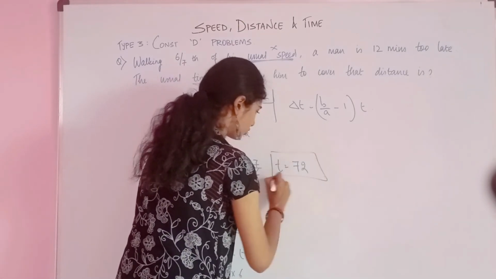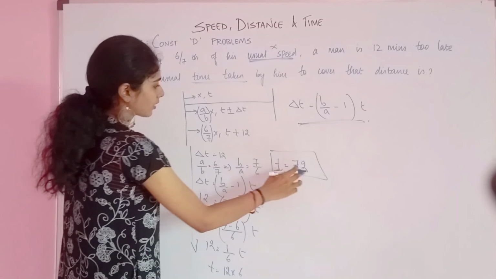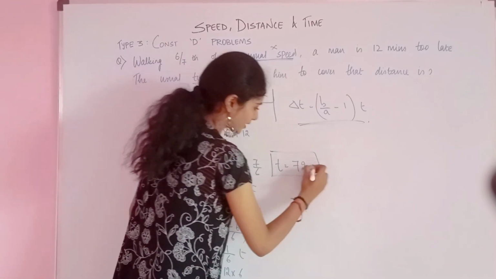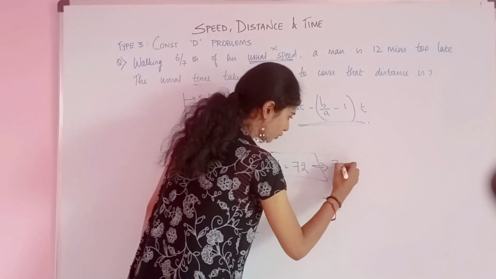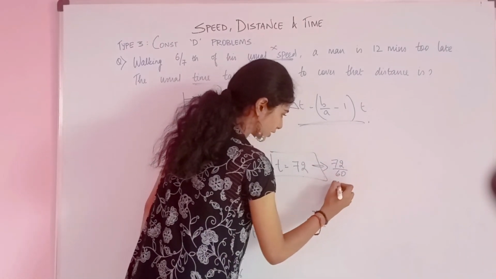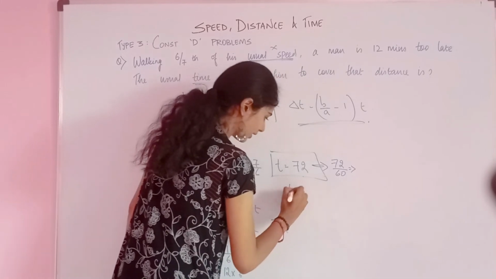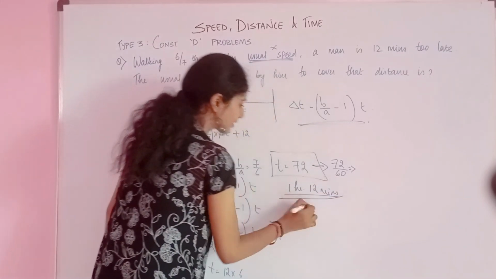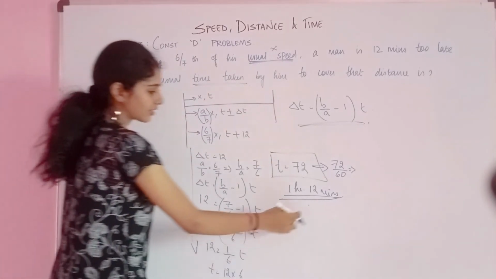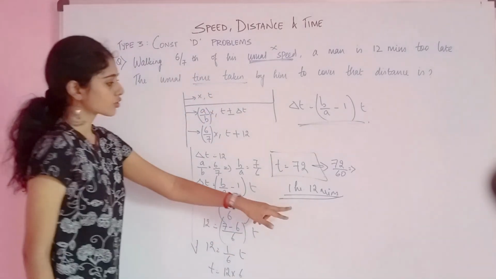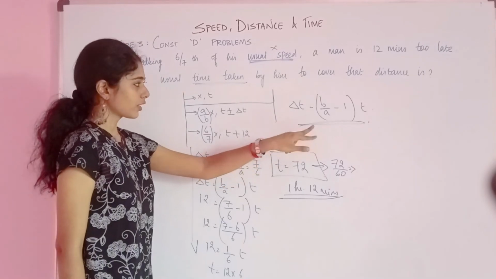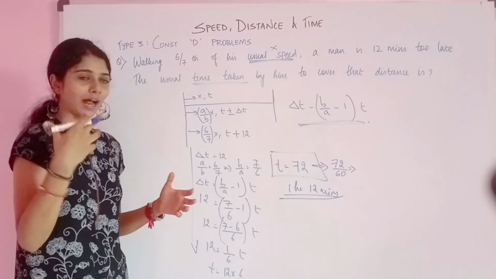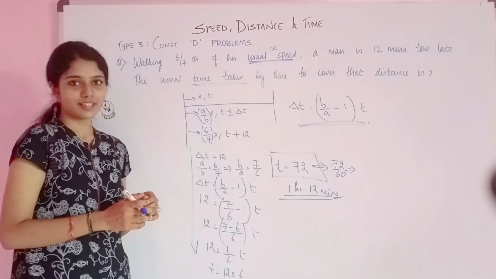So this simply means the time taken by him to cover that distance is 72 minutes. 72 divided by 60 simply means he's going to take 1 hour 12 minutes to cover this distance d. So that is going to be our answer. See, it looks so simple just because you know this formula. So try out a few more questions, practice a lot so that you can think more prominently given a question. See you next time.